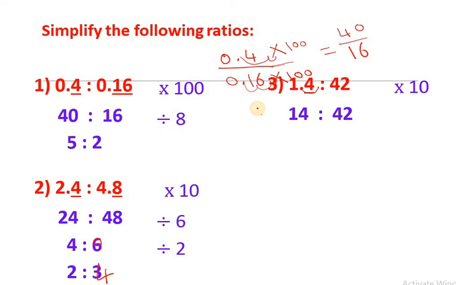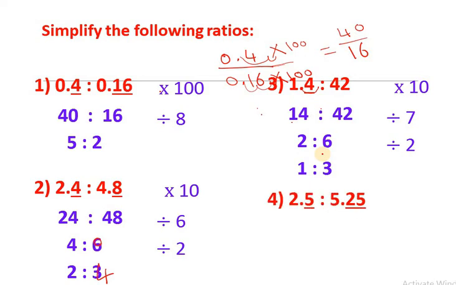Let's see, 42 divided by 14 here. In which table? Look here, it's in table 7. So 14 divided by 7, the answer will be 2, and 42 divided by 7, the answer will be 6. So the last result will be 2 to 6. Okay, you can check your answer by using a calculator. 1.4 to 42, the answer will be 2 to 6.